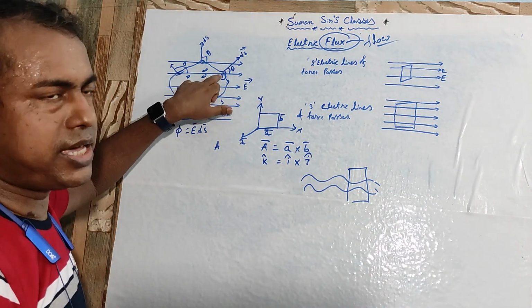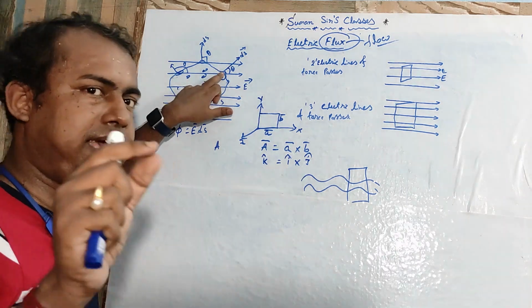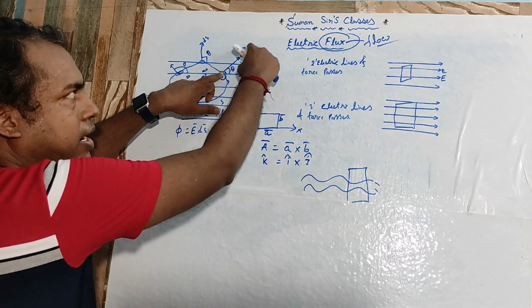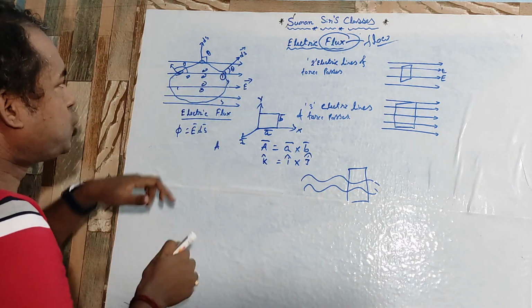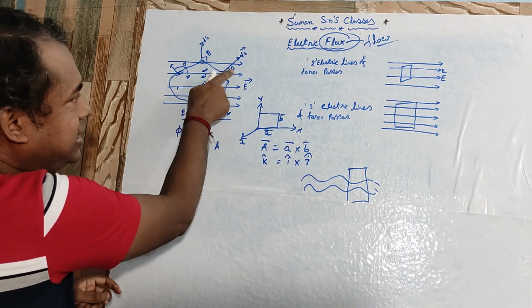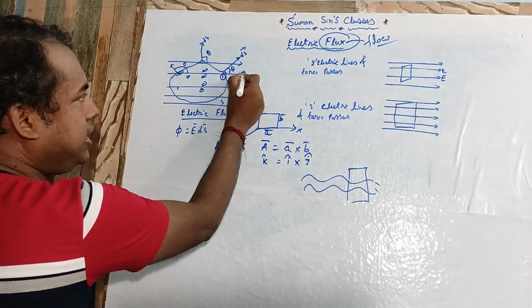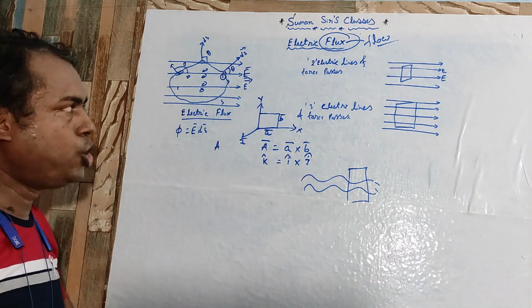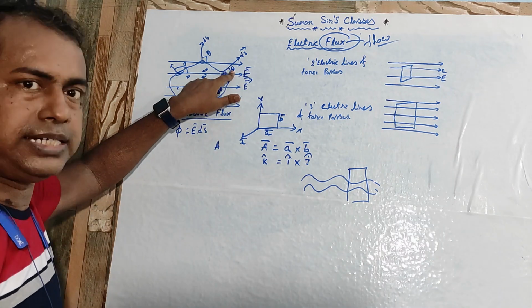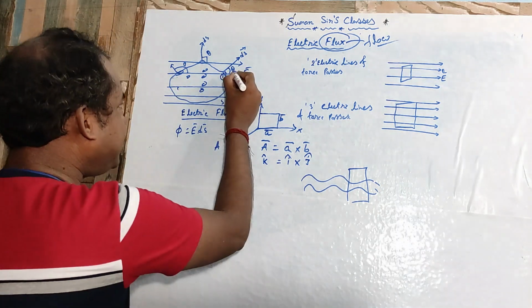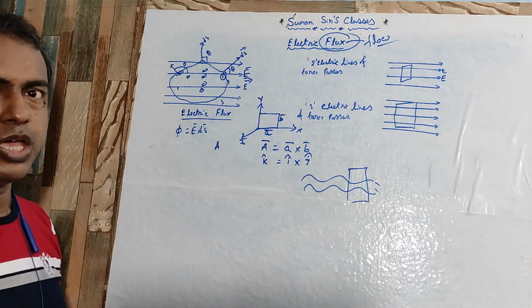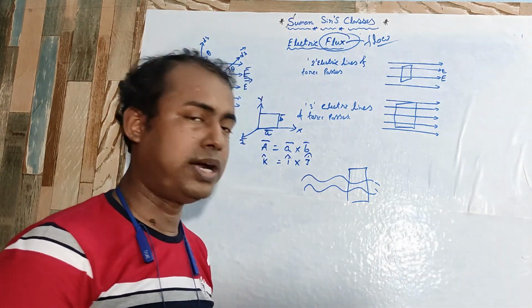Okay, let's see now. So this first area, number one, consider the area is dS. So dS area acts in which direction? The perpendicular direction. This dS area makes some angle theta with the electric field E, because the body is placed in a uniform electric field. So here the angle is theta. This theta represents the angle between the area and the electric field. So what is the flux?